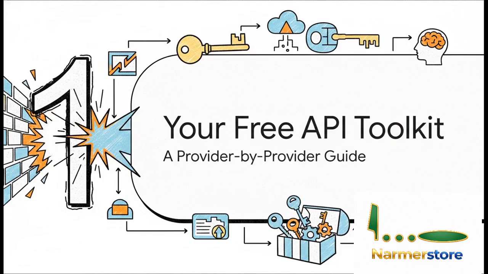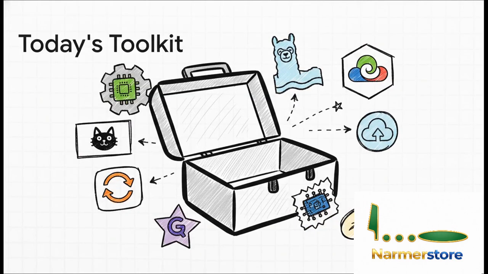But what if that barrier just wasn't there? Well, today, we are going to build your personal toolkit, and we're going to fill it with free API keys from some of the biggest names in AI. Okay, let's dive right in. So, take a look at this lineup. This is who we're covering today. We're going provider by provider, from giants you know, like NVIDIA and Google, to these specialized powerhouses like Grok and Mistral. By the end of this, you are going to have a whole collection of keys totally ready to go.